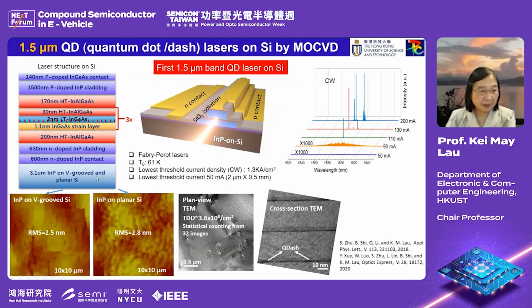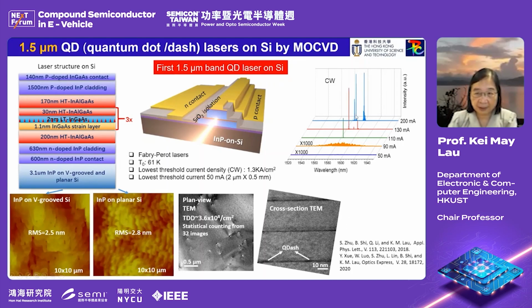And this is the one with the indium phosphide on the V-groove or planar silicon. And then we have to go through some 3 micron of buffer layer. And then we demonstrate this room temperature lasing of the 1.5 micron quantum dot lasers that is grown on it. And we also reported this in the past couple years.